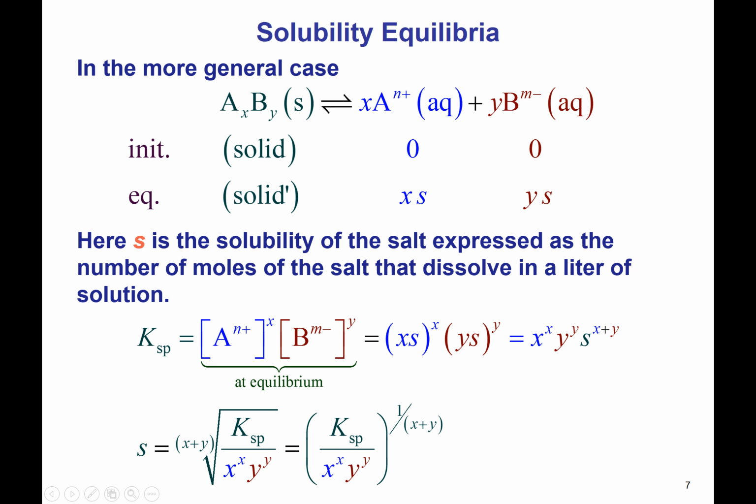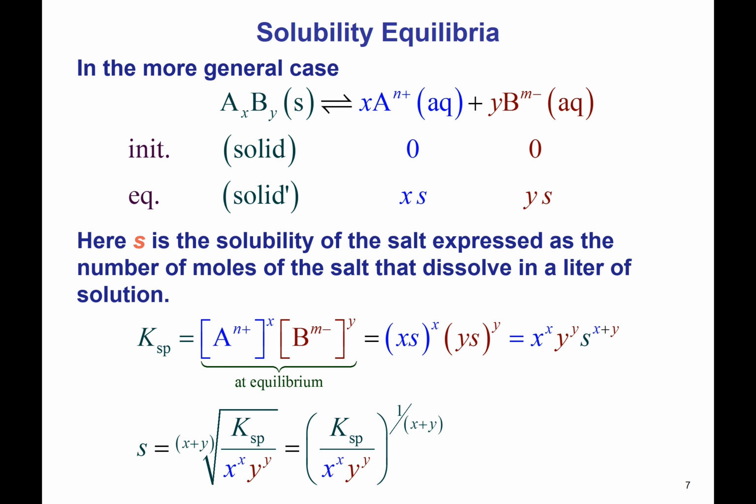However, this has to be powered by X because that's the power in the solubility product expression. The concentration of B at equilibrium is YS in parentheses, and we have to power Y. So now proceeding algebraically, this is the same as X to the power X, Y to the power Y, and S to the X times S to the Y, which is S to the power X plus Y.